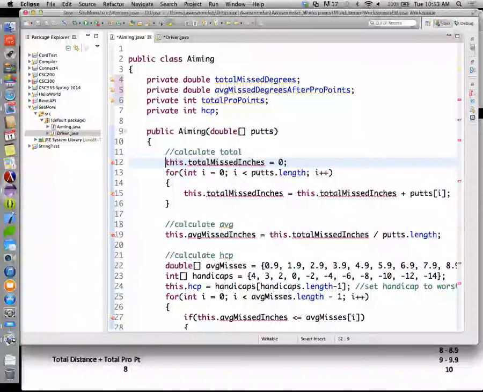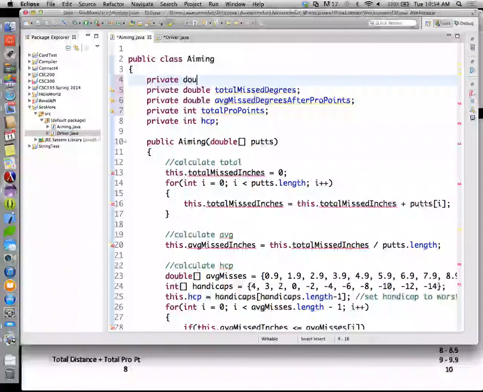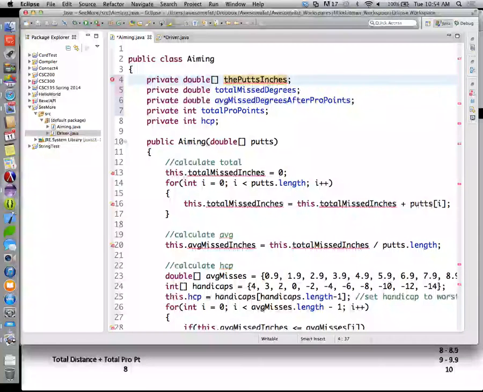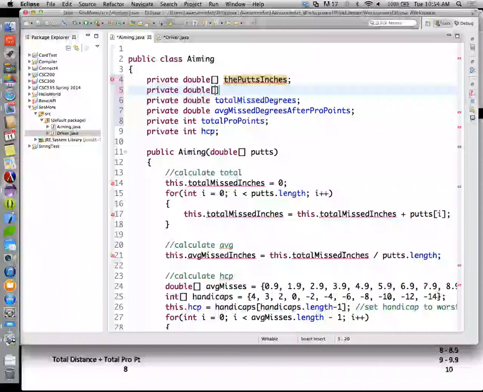So we're going to start off our total missed degrees. I'm actually going to store a couple other things up here. I'm going to say private double array the putts inches, private double array the putts degrees.